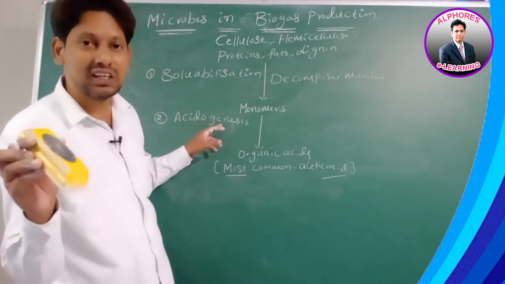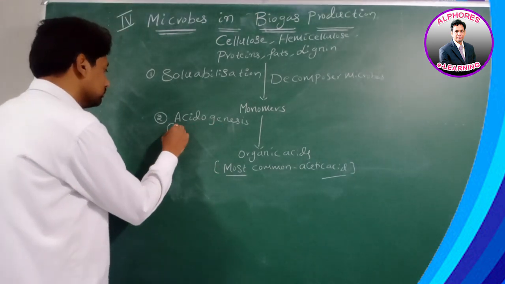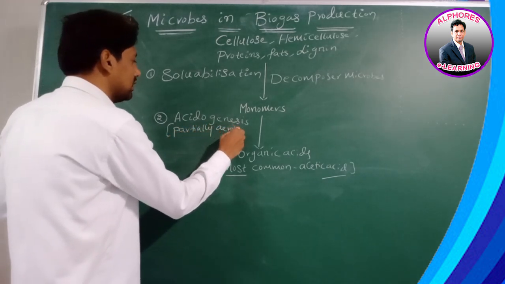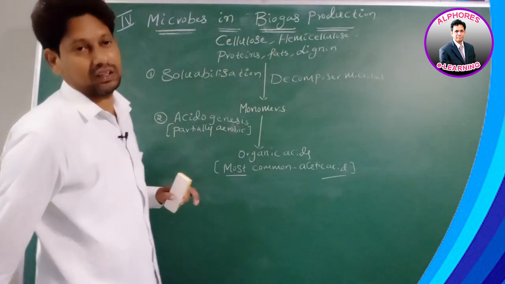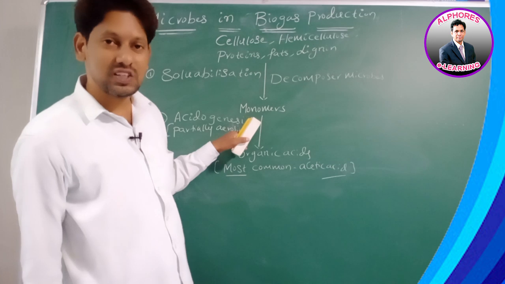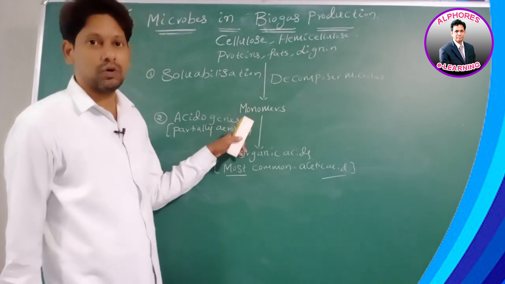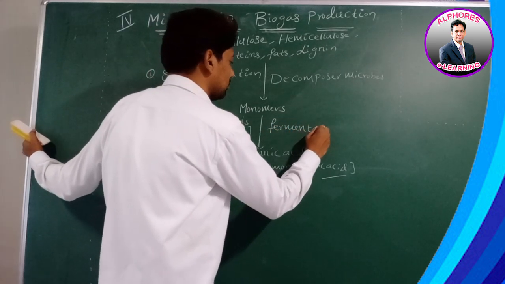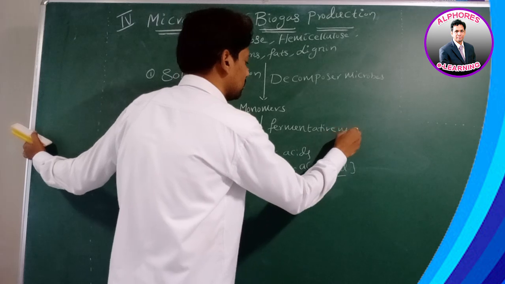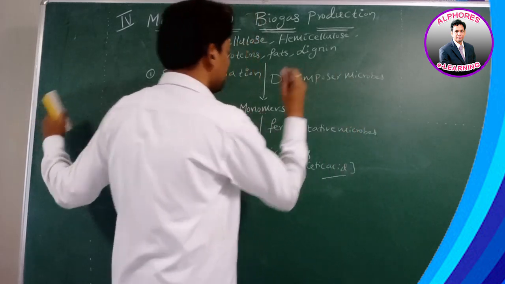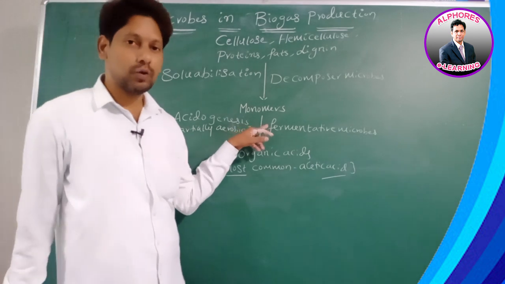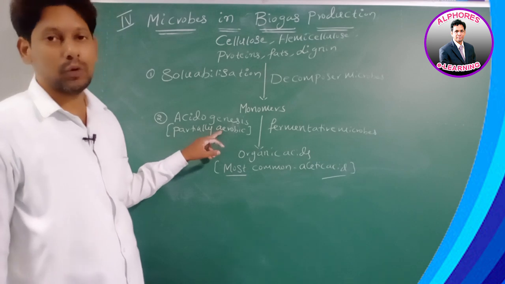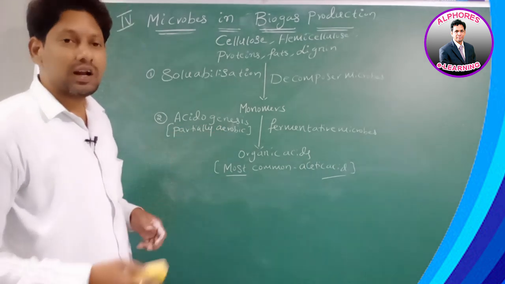It is partially aerobic. Who is carrying out this process? Fermentative microbes. Therefore, fermentative microbes carry out this acidogenesis process, which is partially aerobic. Right. Now go for the third step.